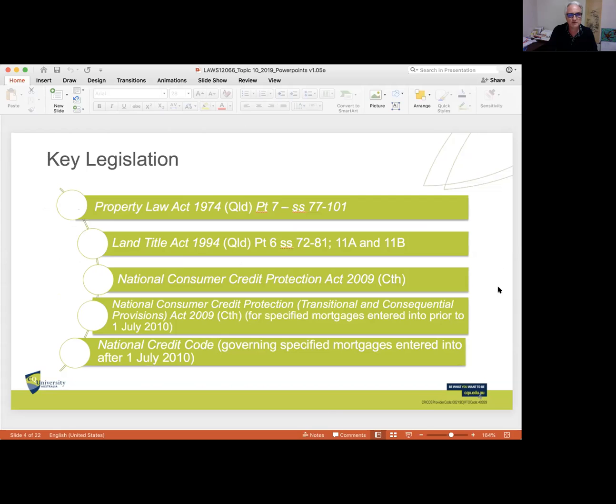So just before we get to the idea of what is a mortgage, we'll just stop screen sharing that. I just want to show you the legislation.